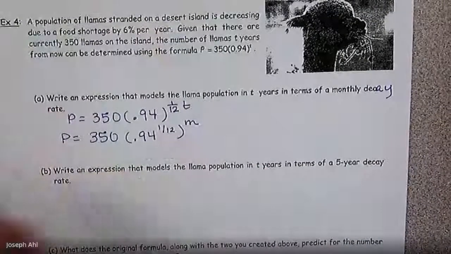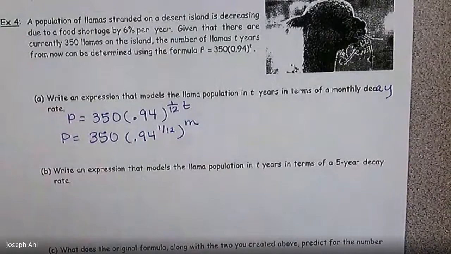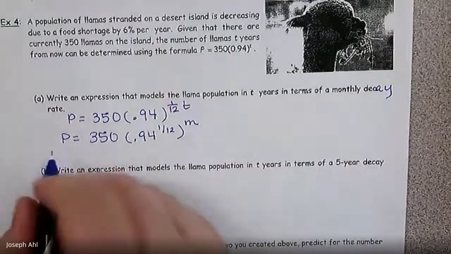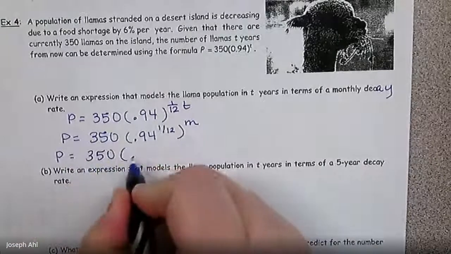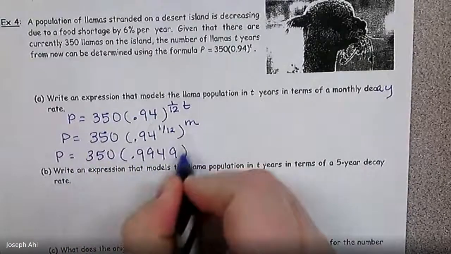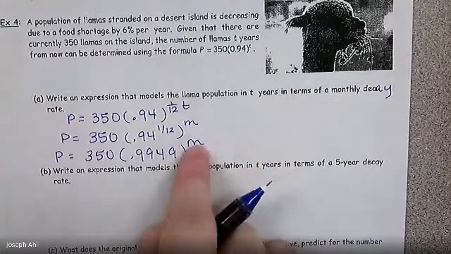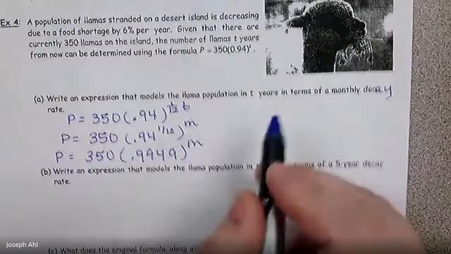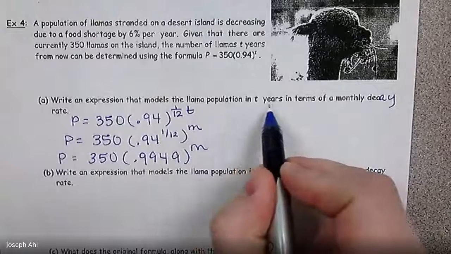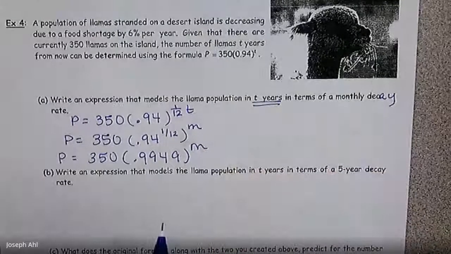So let's round it to 0.9949 or something like that. Okay, so we get the population is 350(0.9949). But again, this is a monthly rate now, so we have to plug in a number of months as the exponent. But the question doesn't say to write it in terms of the number of months. It says write the expression in the number of years.